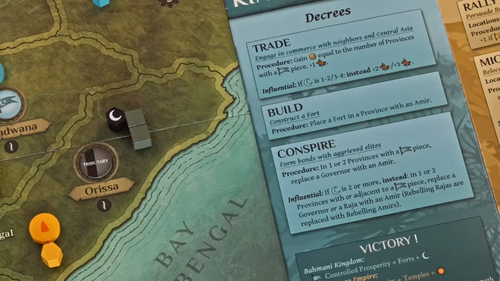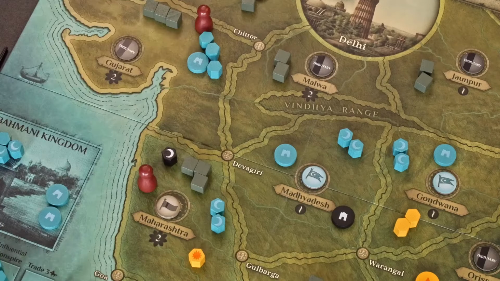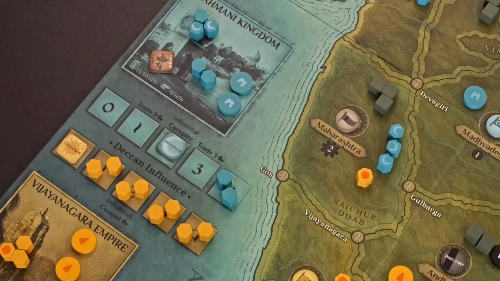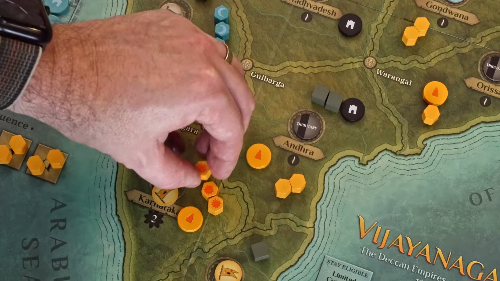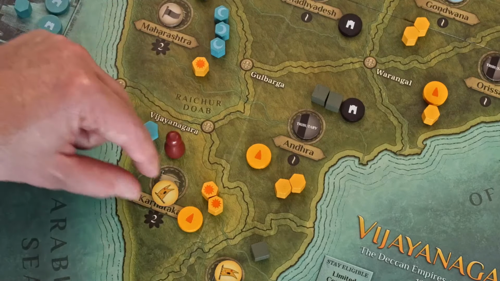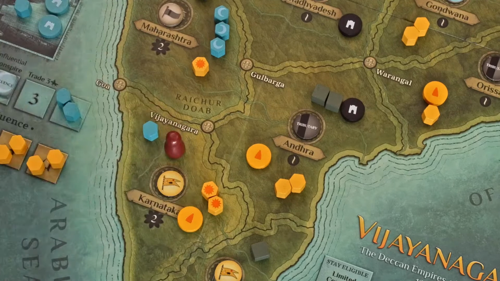Conspire will allow Bahmani to replace a governor in 1 or 2 spaces that also has one of their pieces with an emir. If the influence track is 2 or higher, they can even reach into provinces adjacent to a Bahmani piece to have these whispered conversations, and can replace Rajas at that point too.